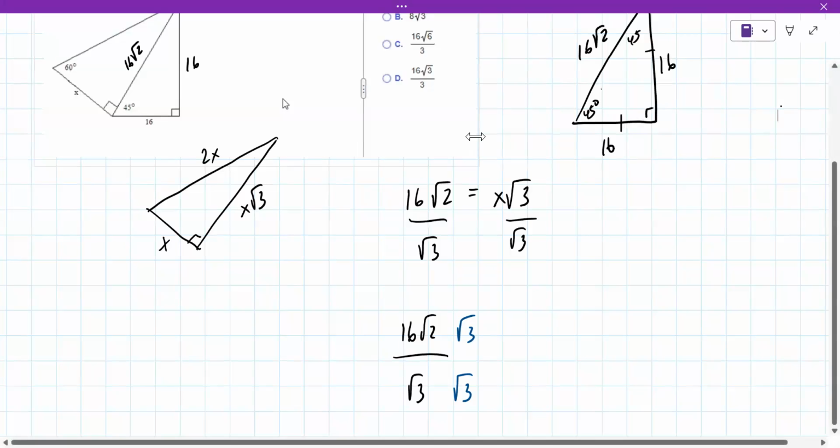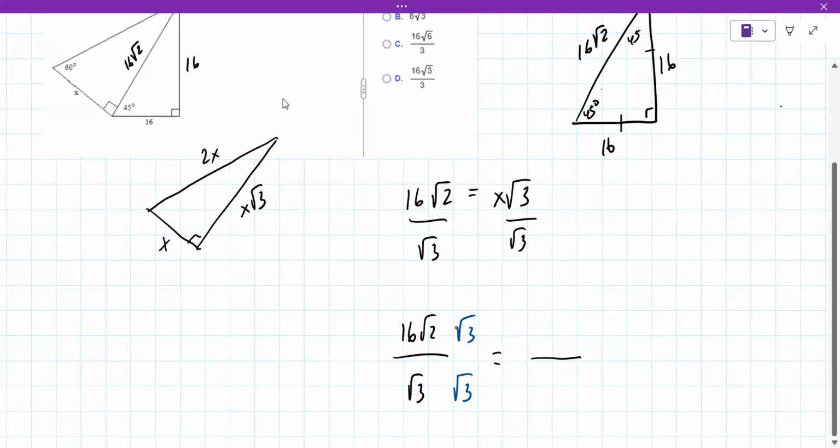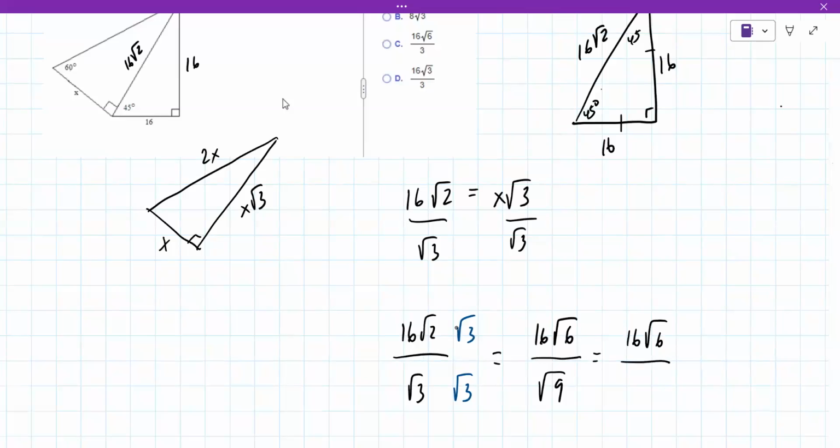Wait, so how do I combine the square root of 3 with the 16 square root of 2 again? You multiply the top and bottom by the square root of 3. Yeah. So on the bottom, it's the square root of 9. On the top, it's the square root of 6. Oh, the square root of 9 is 3. And there is your answer. 16, 6. Oops, not that one. The one above it.